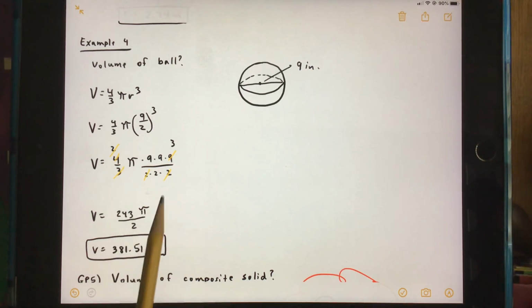The pi is still there. And the only thing that's left in the denominator, not canceled out, is 2. So all I'm going to plug into my calculator is 243 times 3.14 divided by 2, and I'll have my volume approximation here, 381.51 inches cubed. Now we're doing volume, so we need to make sure that our units are in cubes, because that's what we're counting. How many little tiny cubes that are an inch by an inch by an inch could we put into this sphere so that it would take up all of the space inside of that sphere.